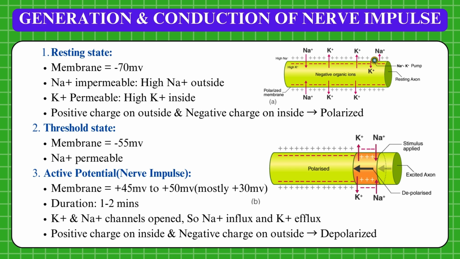2. Threshold state. The membrane has -55 mV. Na+ is permeable. 3. Action potential, also known as nerve impulse. The membrane has +45 mV to +50 mV, mostly +30 mV. Action potential takes place for about 1 to 2 milliseconds.